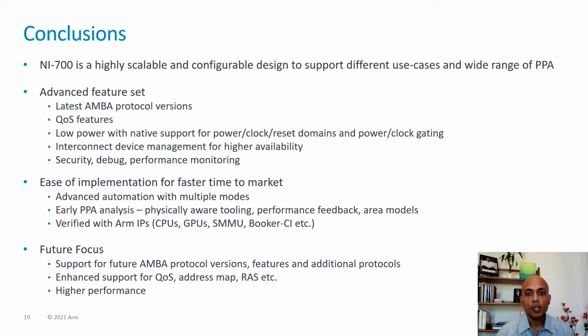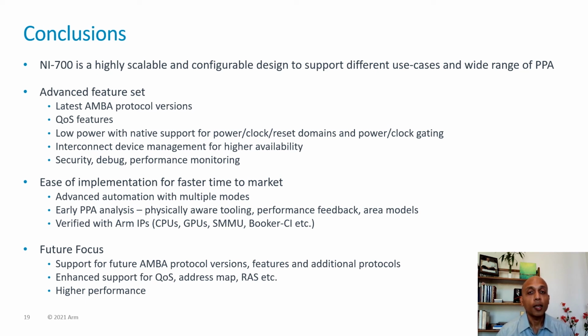And what this enables us is to be able to support different use cases with a wide range of PPA requirements. At one end, you might have a design that has very low bandwidth and or prioritizes low power or low area, and we are able to support that. And on the other end of the spectrum, you might have very high performance designs which need a very wide link width, or very deep trackers, or a large number of initiators and targets, and we are able to support that.